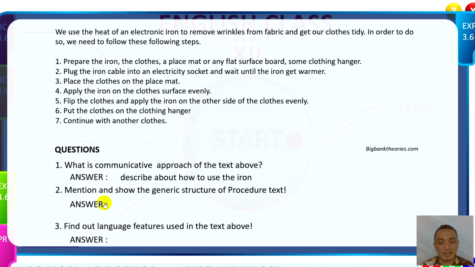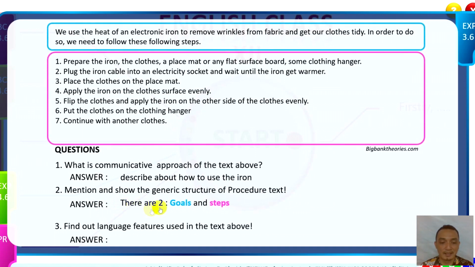And then number two, mention and show the generic structure of procedure text. Do you know the generic structure of procedure text? I'm sure that you know, because this model text was also discussed in junior high school. Okay, there are two: goals and steps. Where are they? You can see here. Yes, the goals, the blue one, it is called the goals because it gives the reader a description that we are going to discuss or show the steps of how to use something, do something, or operate something.